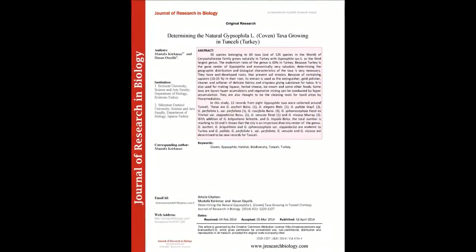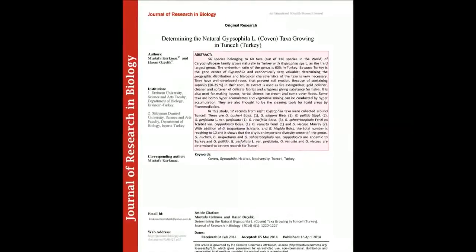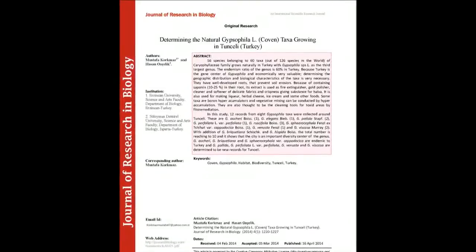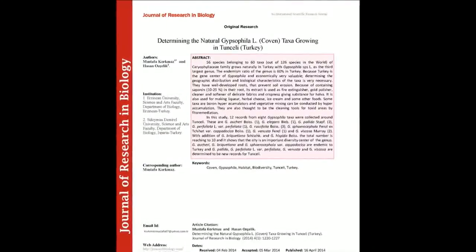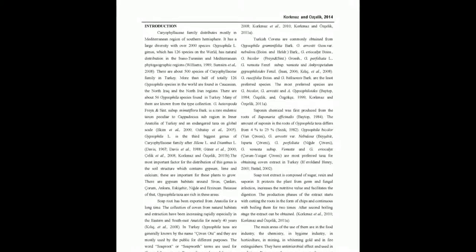56 species belonging to 60 taxa out of 126 species in the world of the Caryophyllaceae family grow naturally in Turkey, with Gypsophila as the third largest genus. The endemism ratio of the genus is 60% in Turkey. Because Turkey is the gene center of Gypsophila and it is economically very valuable, determining the geographic distribution and biological characteristics of the taxa is very necessary.